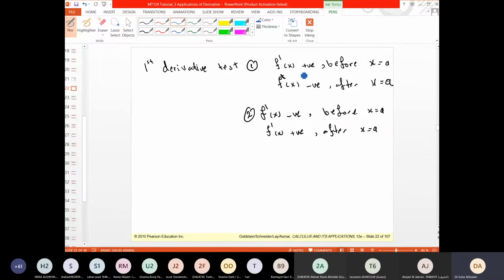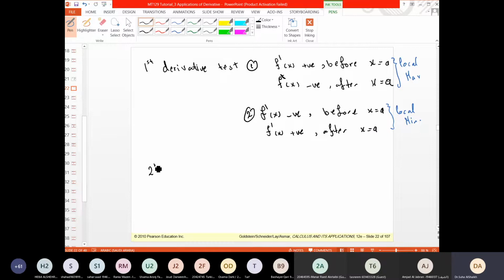The first case was positive and it became negative. What do I have at this point? Positive and negative. I have a local max, yeah. And in the second case, it's negative then positive, and the bottom, and the local minimum point. That's correct.